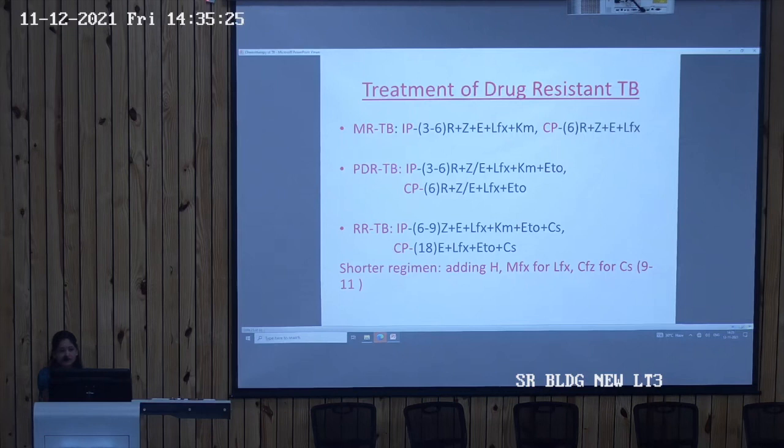Now what all the drugs you have? R, Z, E. So the 3 drugs for which the bacteria is sensitive in the first line. So you are including the 3 drugs from the first line for which the bacteria is sensitive. And then comes your injectable and fluoroquinolone, levofloxacin and kanamycin. Clear? 6 and 4 drugs, again 3 and levofloxacin. Injectable drugs are usually not given for more than 2 months.